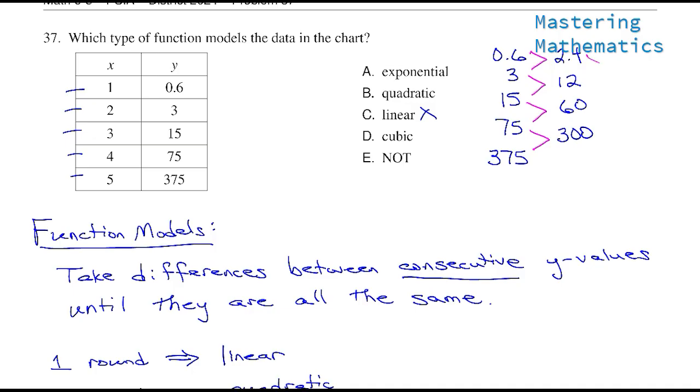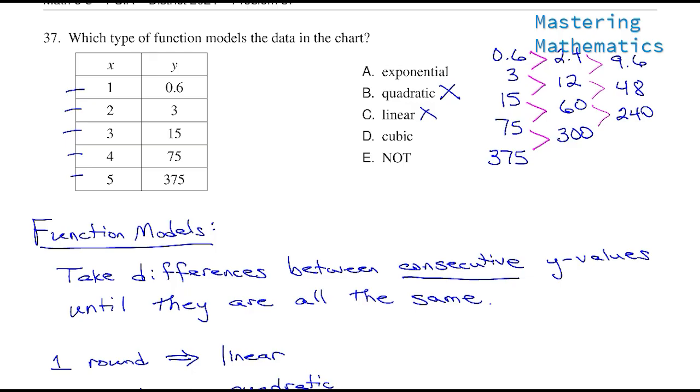Let's go ahead and do some more differences here. And notice you end up with one less number each time you do differences. So 12 minus 2.4 is 9.6. 60 minus 12 is 48. And 300 minus 60 is 240. Again, they're not the same. That was the second round. If they were the same, it would have been a quadratic function. But since they're not the same, it's not quadratic.